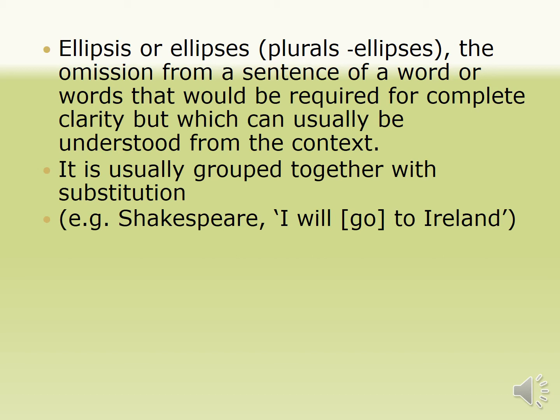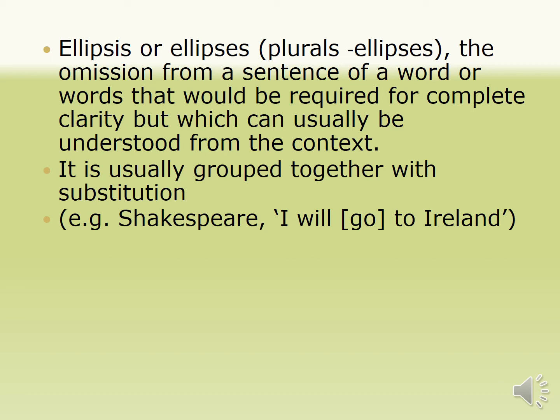It is usually substituted with a verb or words. Here is a verb ellipsis, an example from a quote of Shakespeare: "I'll to Ireland." I will to Ireland. He didn't write the word go, which is a verb, but it's understood that he will go to Ireland. He just wrote I will to Ireland.